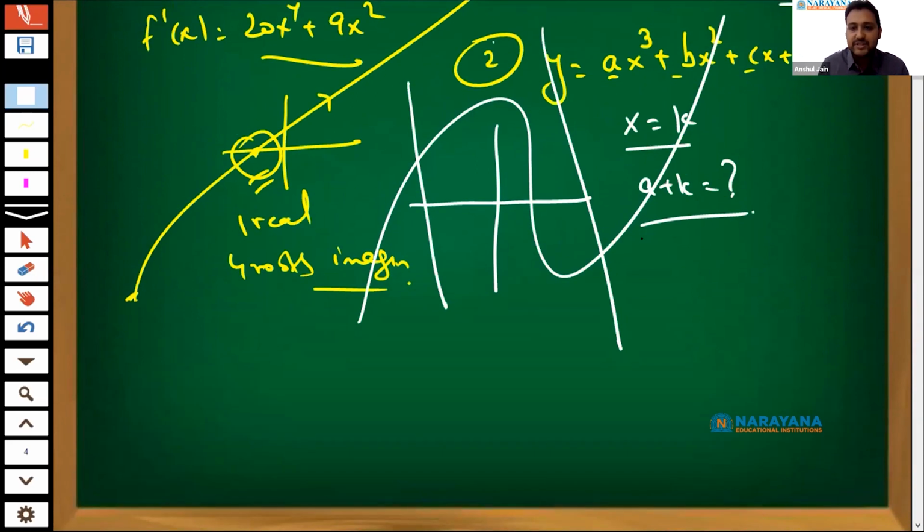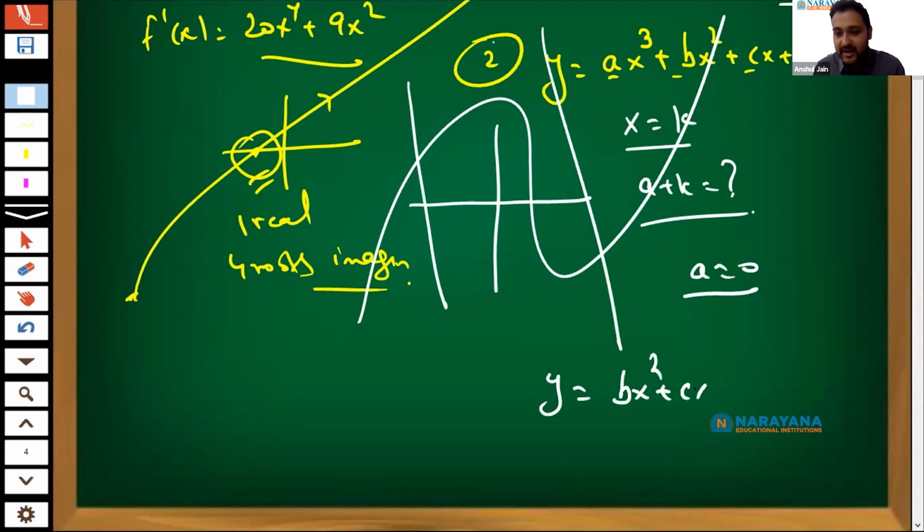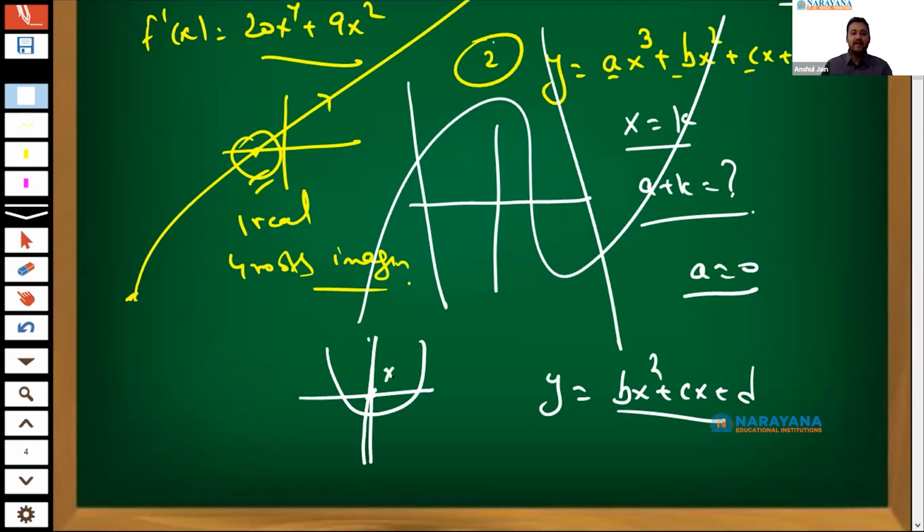So the only case which is possible here is that a must be 0. If a is equal to 0, it will be a quadratic equation, and every even degree polynomial is symmetric about a line. A quadratic equation is symmetric about its vertex. See, if I'm drawing this line, it is symmetric about it. And the line is x equal to minus b by 2a. Here the vertex will be minus c by 2b. So this quadratic equation is symmetric about this line.